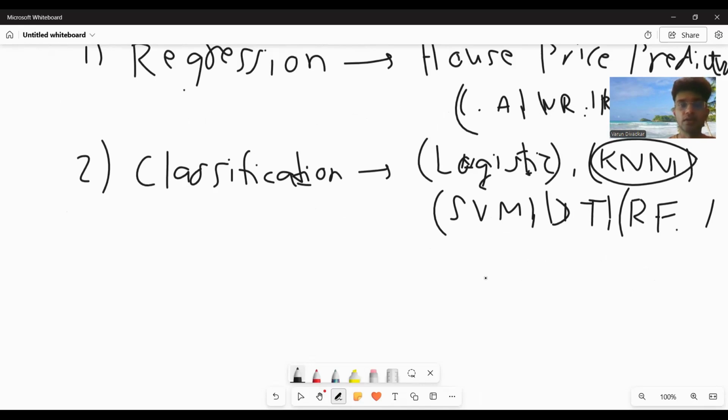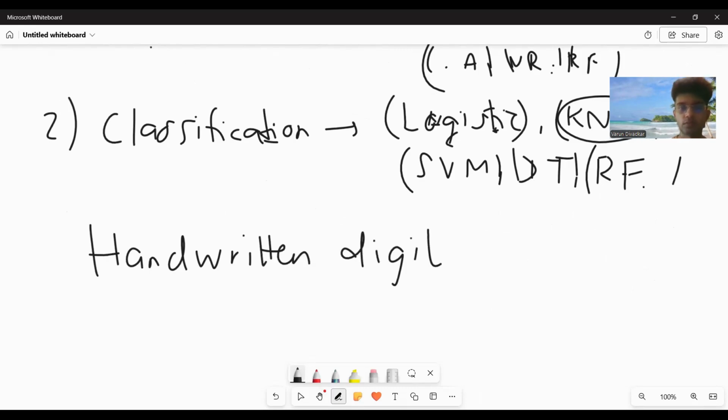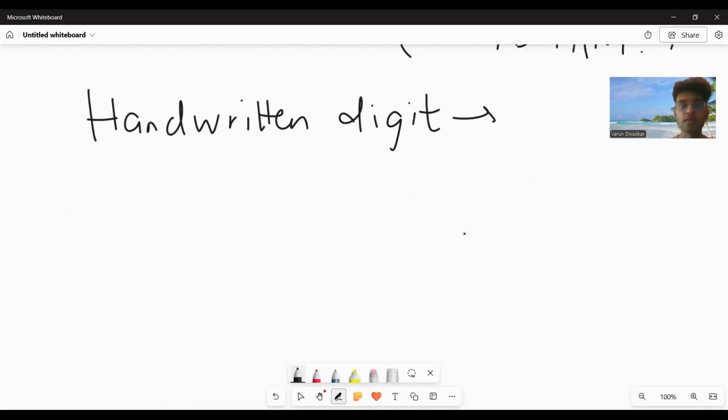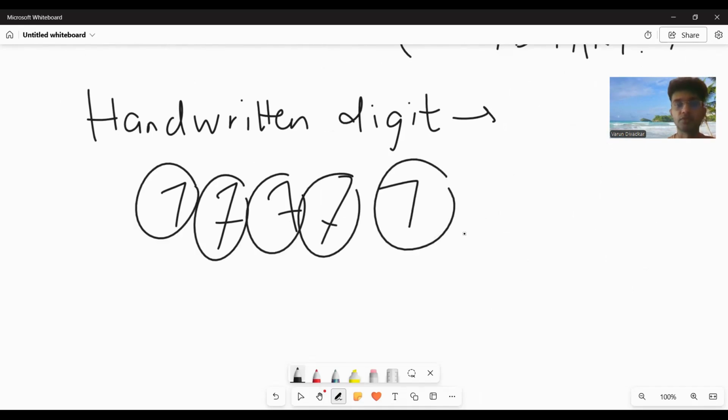Now let's take another problem where you have to classify a handwritten digit into its respective number. Let's say this is the number 7, but we know that this is also the number 7. This is also the number 7. This is also the number 7. As human beings, we can easily detect that all of these are number 7s.